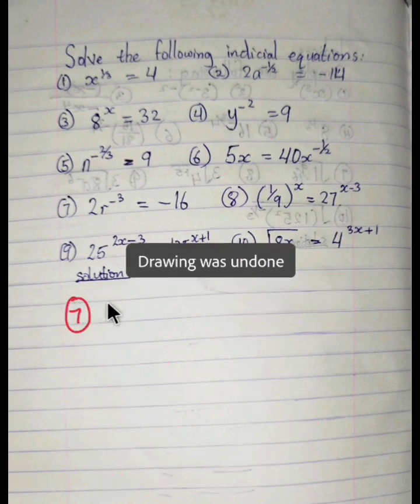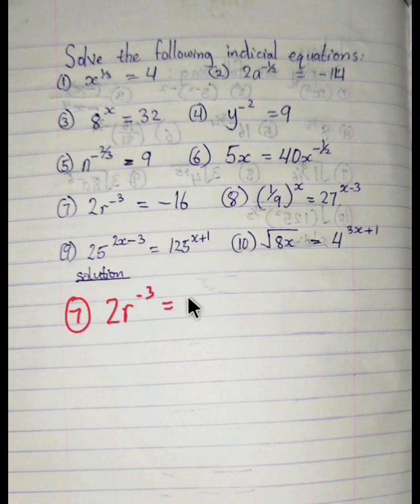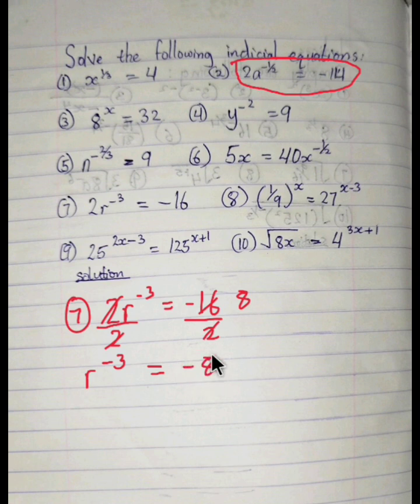We have 2r raised to power minus 3 is equal to 16. This question number 7 is the same as what we did previously in number 2. They are similar questions. So we are going to divide both sides of the equation by 2. Firstly, that's what we do first. So now we have r raised to power minus 3 is equal to 16 over 2, that is 8.